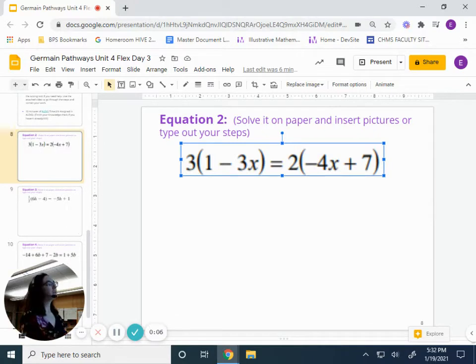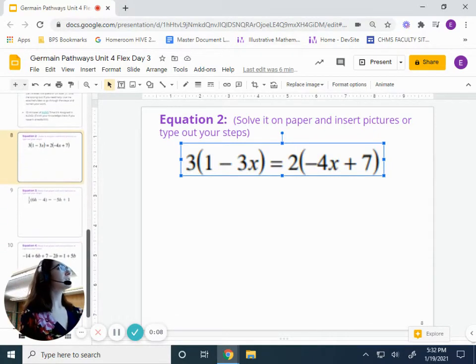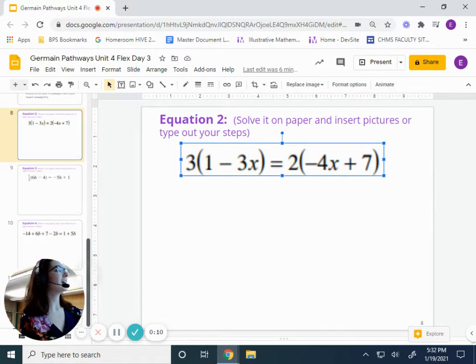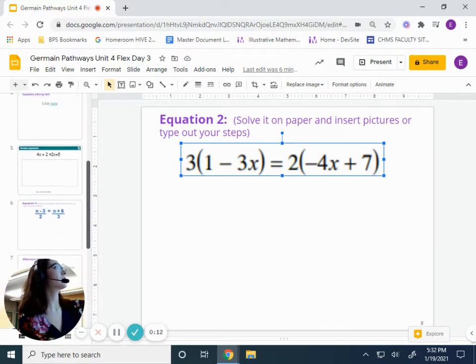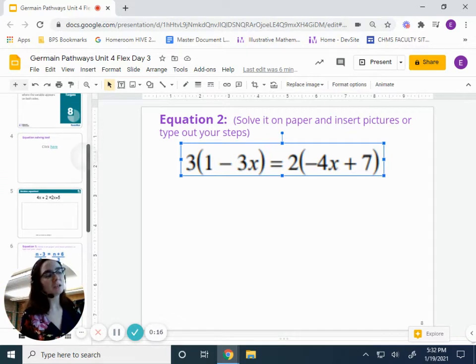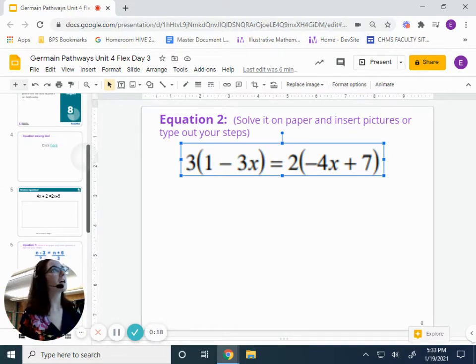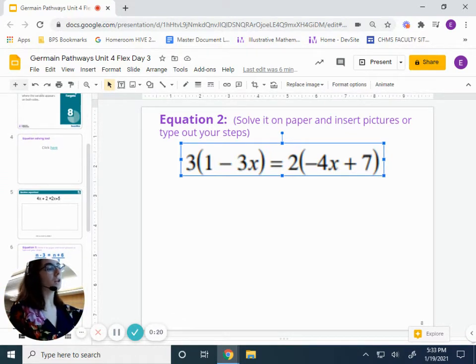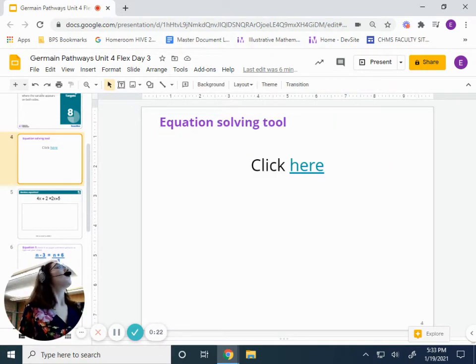So we will be solving these three equations on slides 8, 9, and 10, and answering the question on slide number 11. We might have gotten through this one in class today, but I'm just making a video because I want to make sure that it is gone through in case we don't get to it.